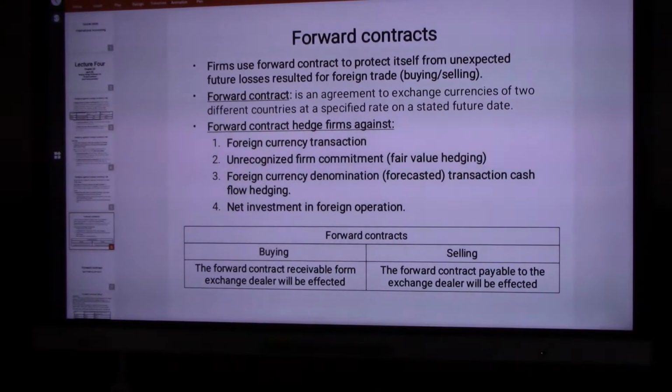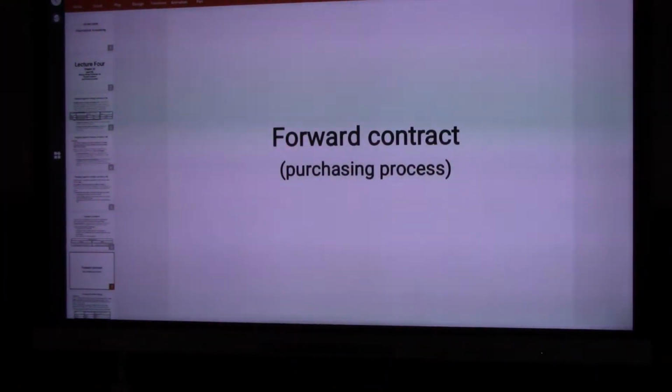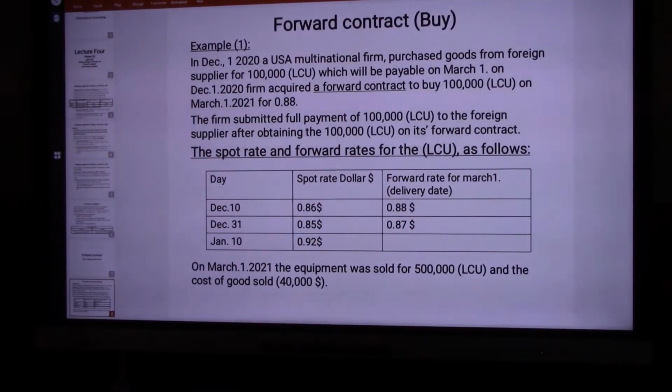طب تعالوا ناخد أول example أو أول جزء من forward contract، the purchasing process. For example, on December 1st, 2020, a U.S. multinational firm purchased goods from a foreign supplier for 100,000 LCU, which will be payable on March 1st. On December 1st, 2020, the firm secured a forward contract to buy 100,000 on March 1st, 2020 at 0.88. هنقرا الكلام كله ونبدأ بعد كده نفصص هو قصده إيه.